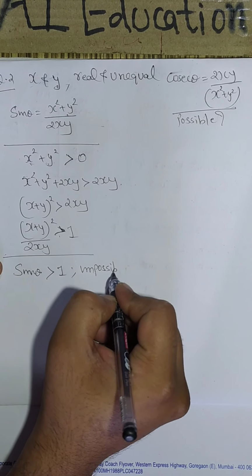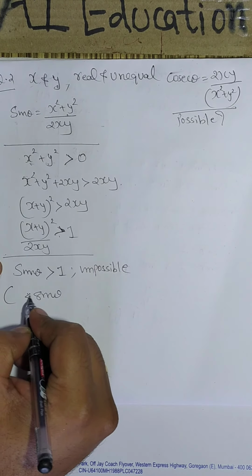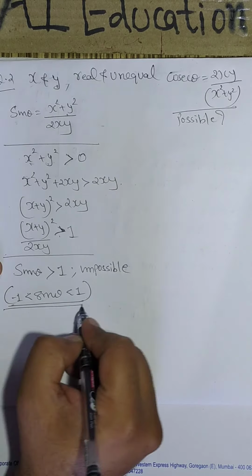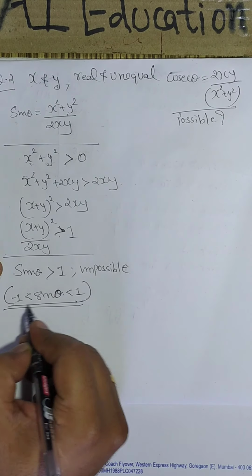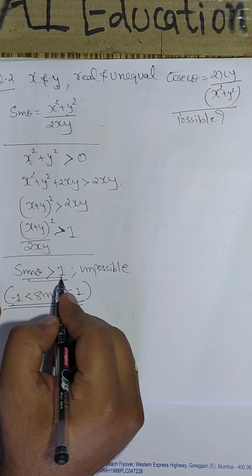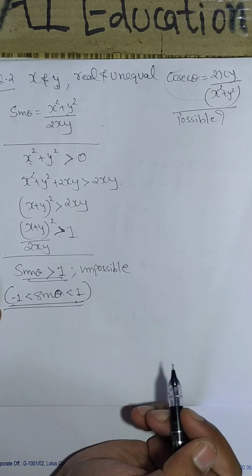Sin theta, its value is always less than 1 and greater than minus 1. This is the criteria for sin theta. Its value lies between minus 1 and 1, but it cannot be greater than 1. Hence, for the given question, such a value of cosec theta is impossible.